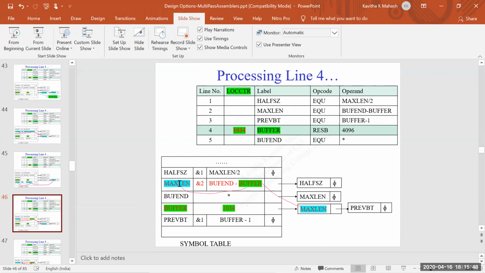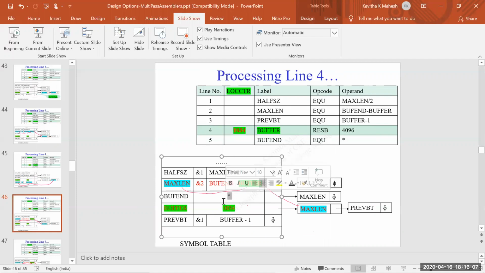So how is max len defined? Max len is defined as buffen minus buffer. Please note the expression has two symbols here. One is buffen and the other is buffer. As of now, we know only the value for buffer, but we don't know the value for buffen yet. Its value is undefined, right?